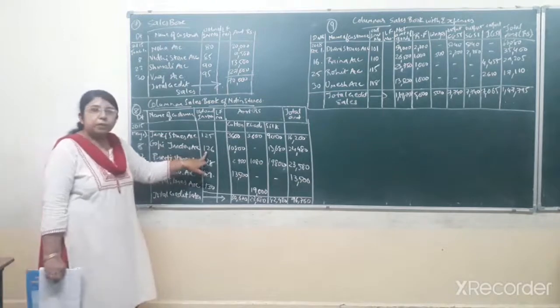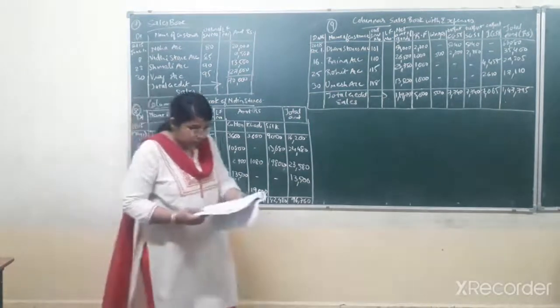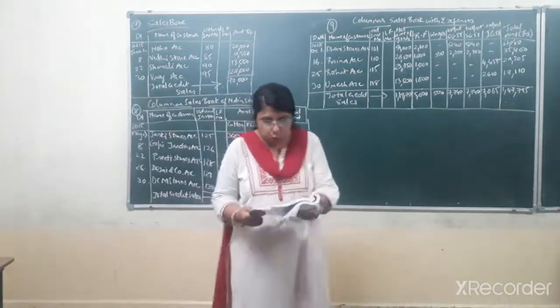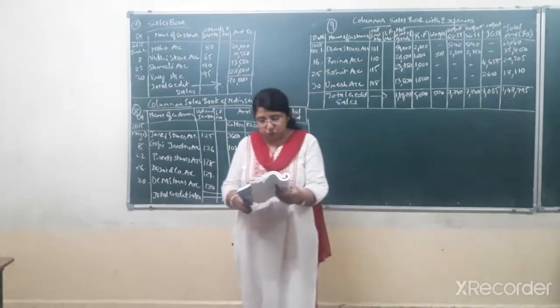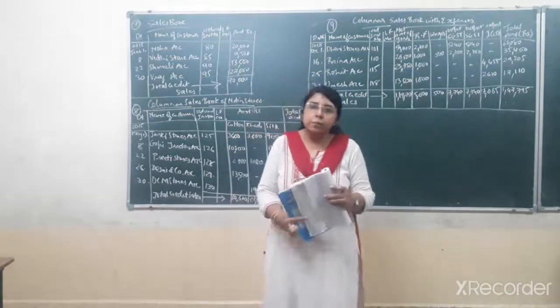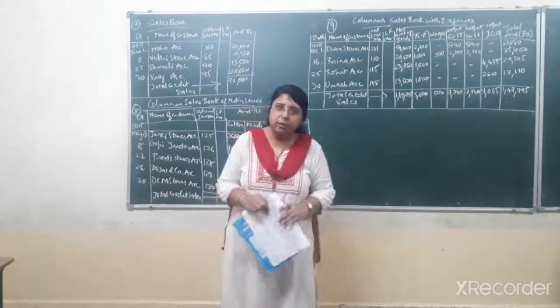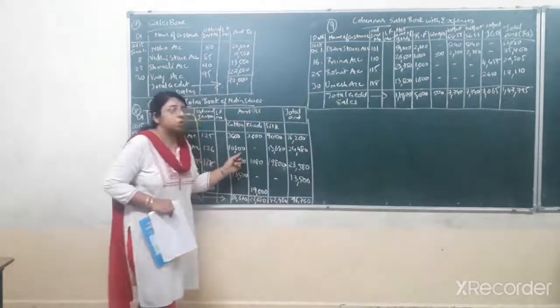Bill number that is given is 126. In the column of cotton I have written 10,800. That is 200 meters multiplied by 60 per meter, which comes to 12,000. On 12,000, 10% trade discount comes to 1,200. So 12,000 minus 1,200 comes to 10,800.